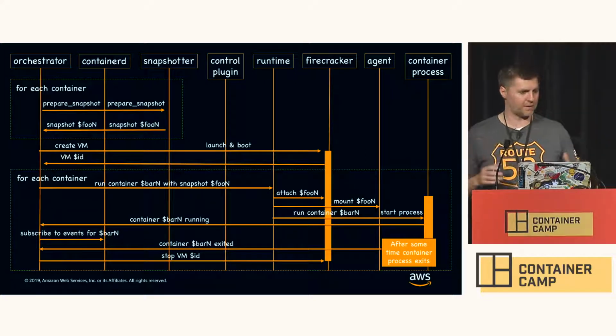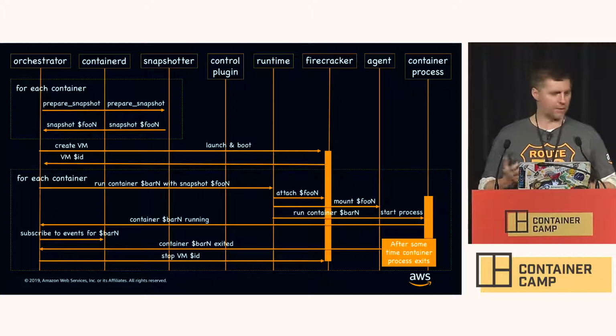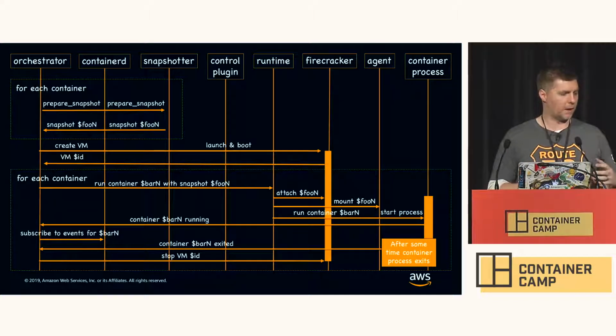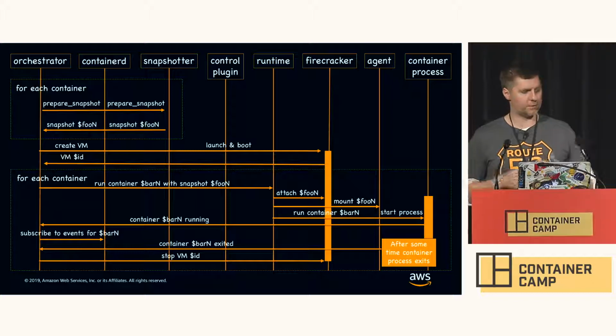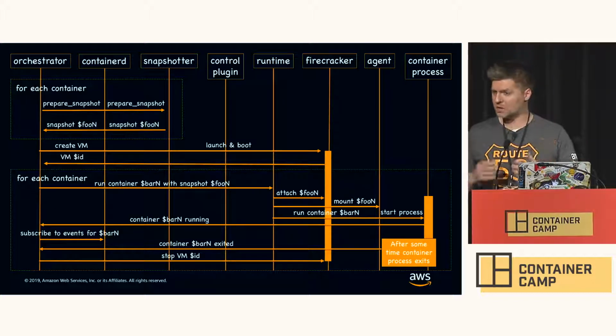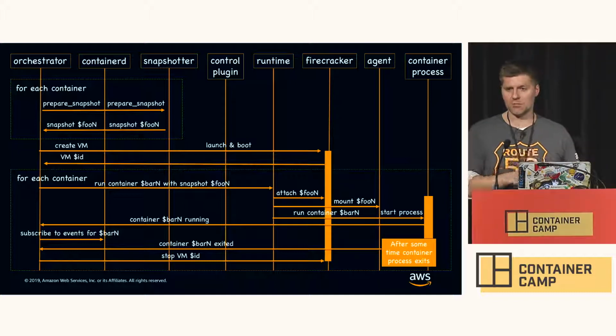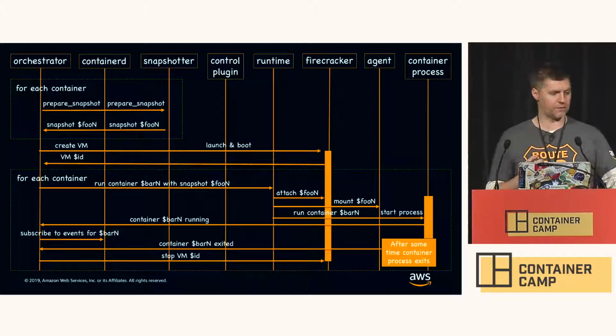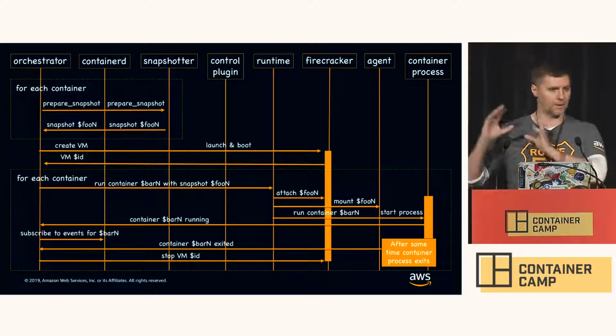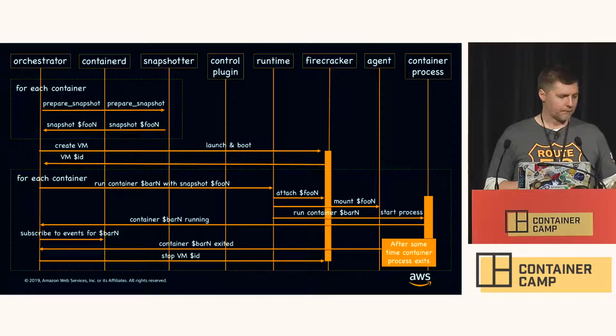So we have an orchestrator, X. It calls containerd, which is downloading an image. It's passing that to the snapshotter. The snapshotter is unpacking that image, writing it to a block device. The runtime at this point is also talking to Firecracker. My apologies, the control plugin is talking to Firecracker and saying, go and create me a virtual machine that looks like X. Whilst all of this is happening, Firecracker is building my virtual machine for me.